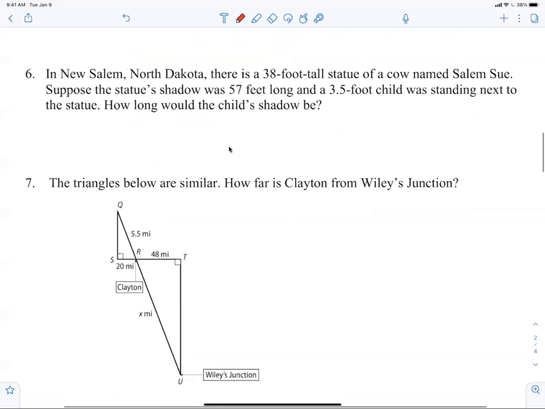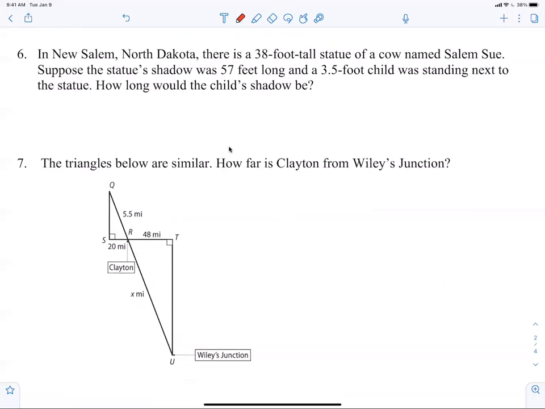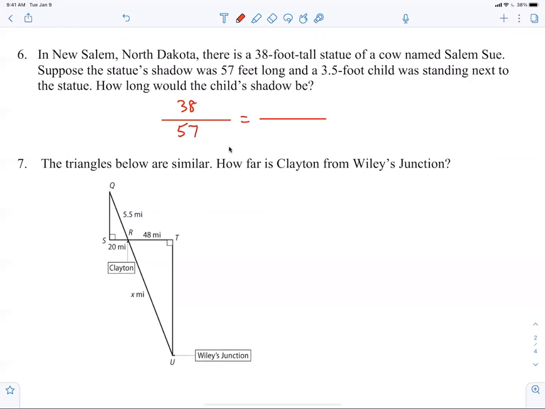All right, number 6. Here we go. Read. In New Salem, North Dakota, there's a 38-foot tall statue of a cow named Salem. Now suppose the statue's shadow is 57 feet long and a 3.5 foot child is standing next to the statue. How long would the child's shadow be? Okay, I want you to set this up for me. So you do 38 over 57 equal to 3.5 over X.